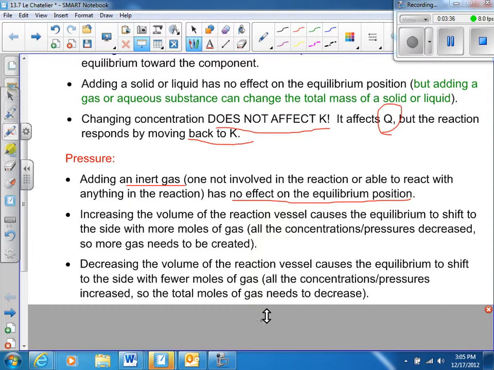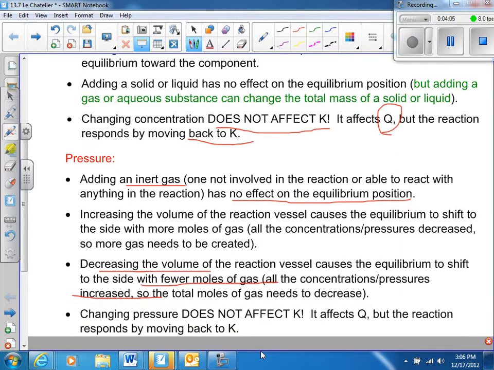Okay, if you decrease the volume of the reaction, that means all the concentrations are increased. All the pressures have increased if you decrease volume. Remember, pressure and volume are inversely related. So if we increased the pressures of everything, we need to ultimately decrease the total overall pressure. So we go to the side with fewer moles of gas. Changing pressure does not affect K, it only affects Q. And then the reaction reacts to get back to K.